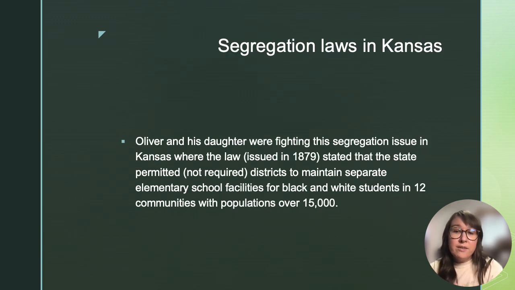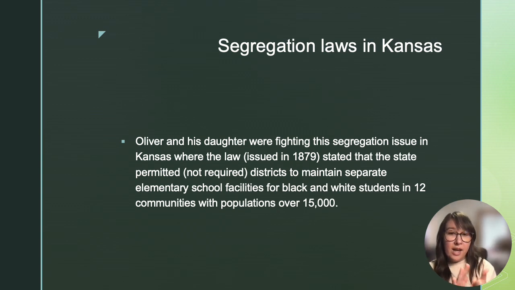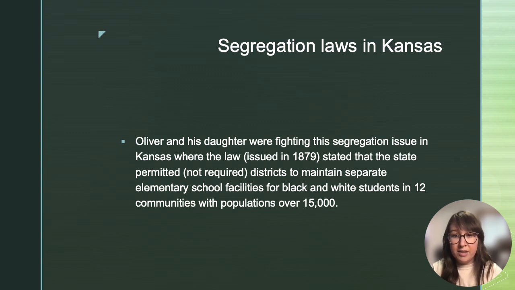So there were some segregation laws in Kansas, in Topeka to be exact, because this is where the Brown versus Board of Education case resided. Oliver and his daughter were fighting this segregation issue, where a law in 1879 stated that the state of Kansas was permitted but not required to have their school districts maintain separate elementary school facilities for Black and white students in the 12 different communities as long as their populations were over 15,000. But they were not required to.